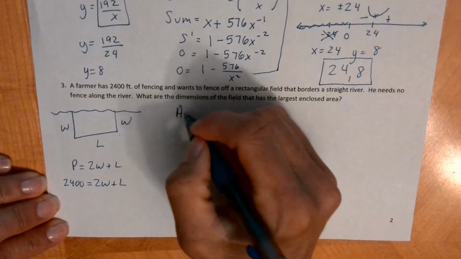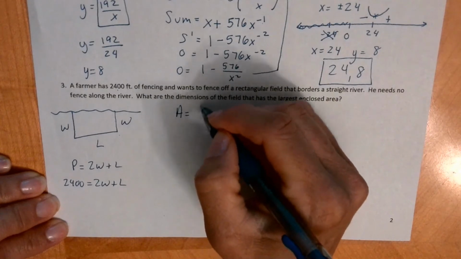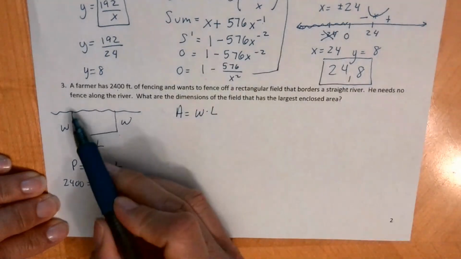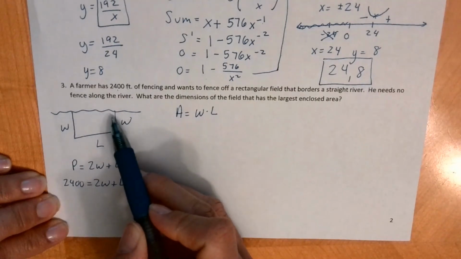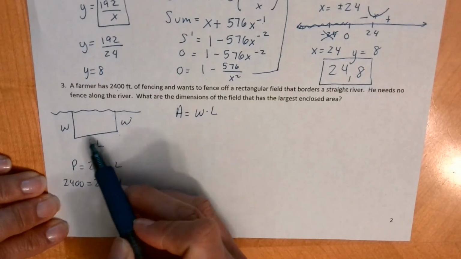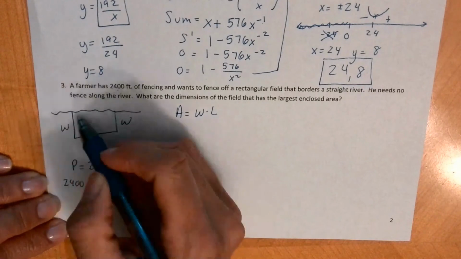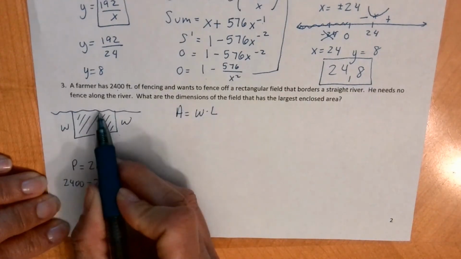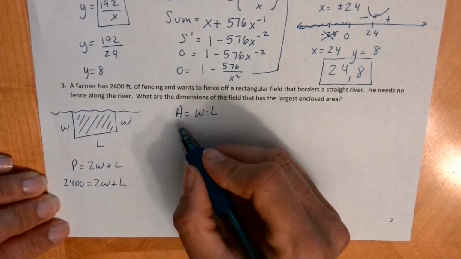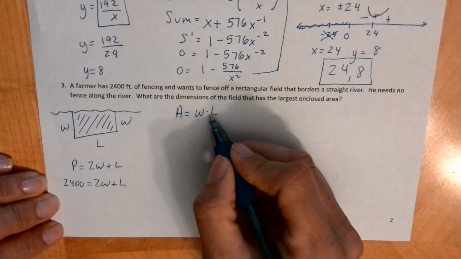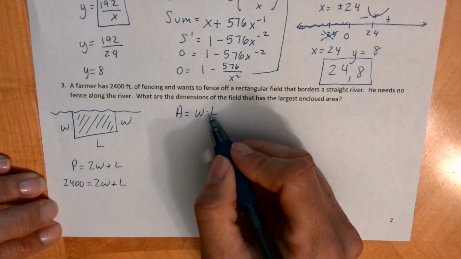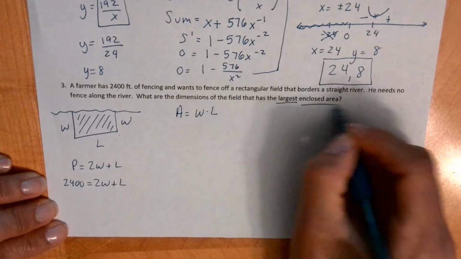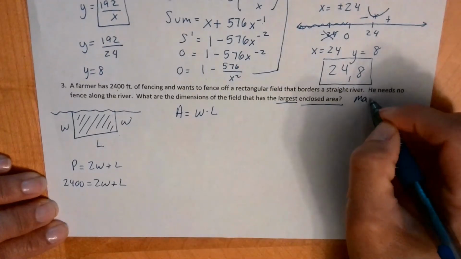So I'm going to start with just a generic area formula, which would be length times width, or in this case, width times length. Just because there isn't a 4th side to the enclosed figure doesn't mean that this wouldn't still have the same exact area that it would have even if it had a 4th side. So I have area written in terms of width and length, and my area formula is what I'm trying to find a maximum for. They want the largest enclosed area, which means I'm looking for a maximum.